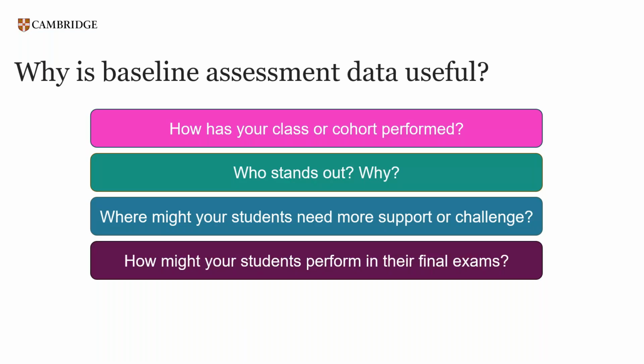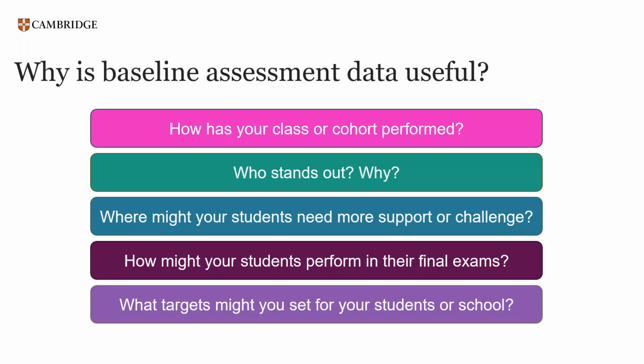Now, as I said, if you're using our secondary products, you'll get those predictions of future exam performance. So understanding how your students might perform in their final exams can also help you to plan towards that. And then what targets might you set for your students or schools? Because once you have this objective information, this data about core skills and academic potential and predictors of future exam outcomes, you can then set goals for individuals, groups, and school improvement.